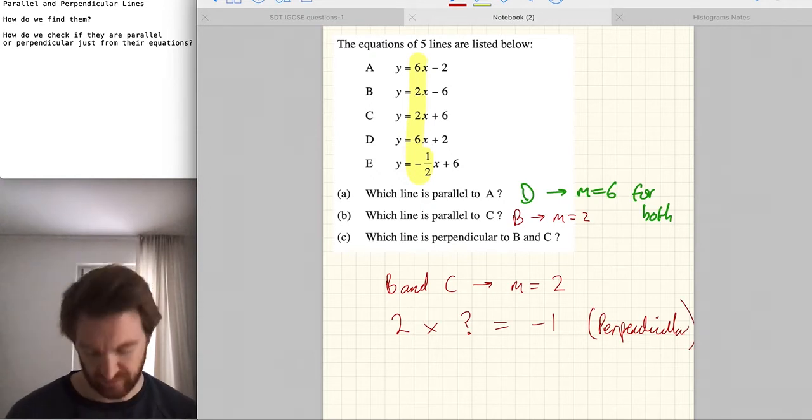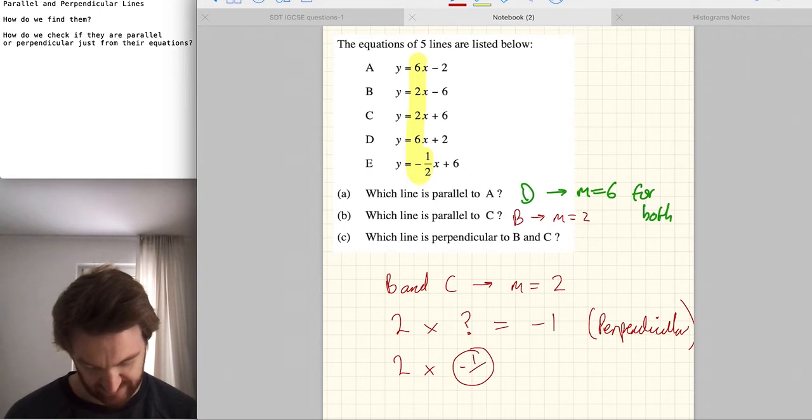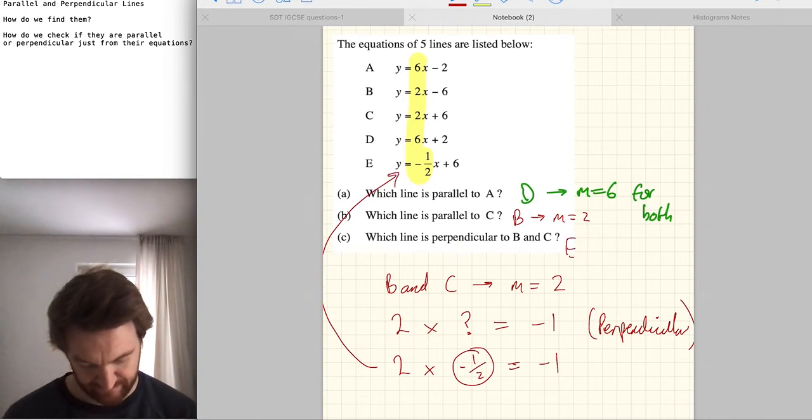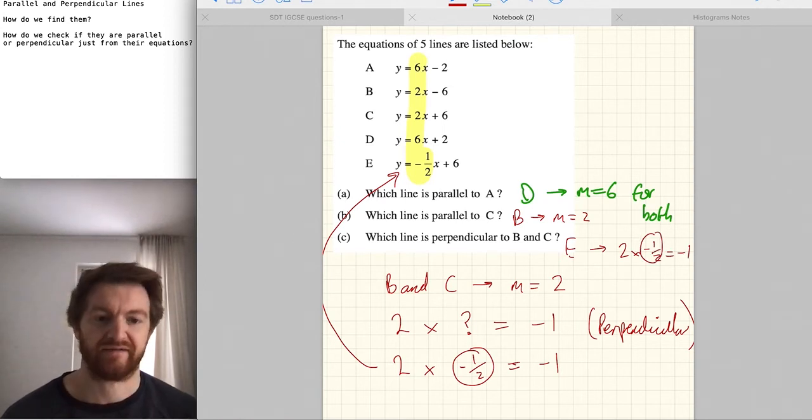Therefore, it's going to be 2 times -1/2, which gives -1. And then which line has a gradient of -1/2? Well, of course, that is E, because 2 times -1/2 is -1, and you want the -1/2.